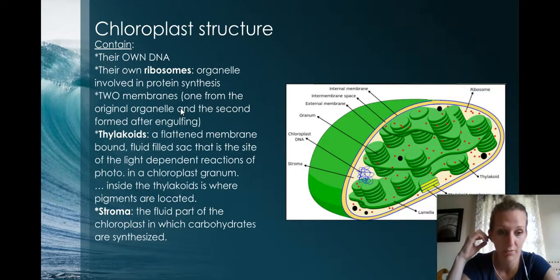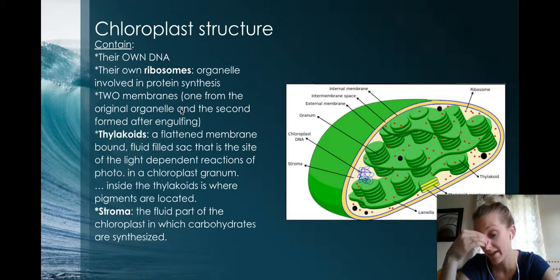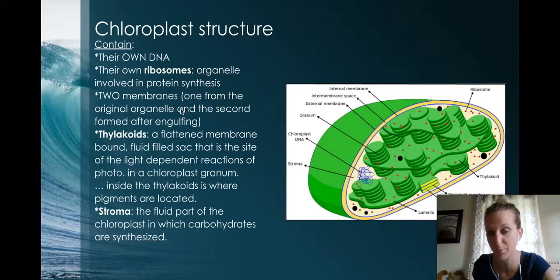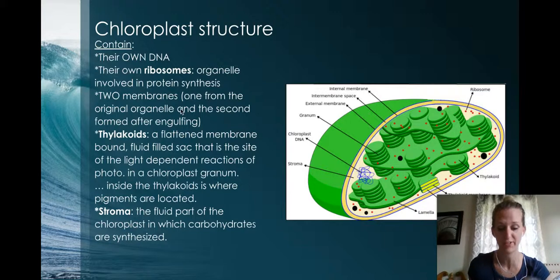They have their own ribosomes. So again, they're making their own proteins. Typically, all proteins are made in the cytoplasm or on your rough endoplasmic reticulum. And that's not happening. They're doing all their own cell business inside their own organelle. And the only type of organelles that do this are chloroplasts and mitochondria.